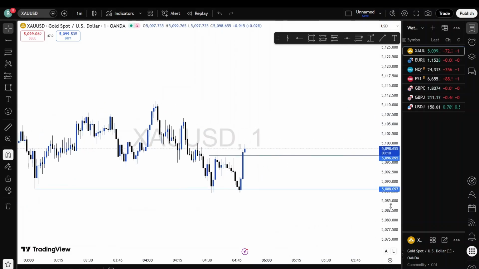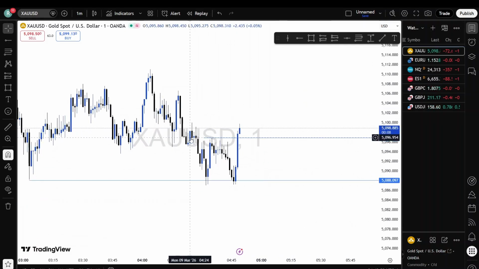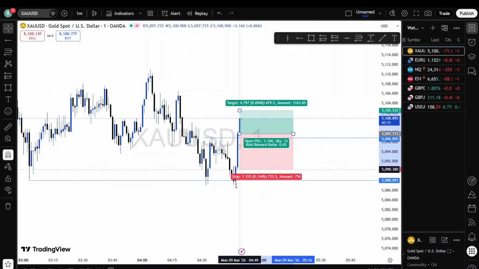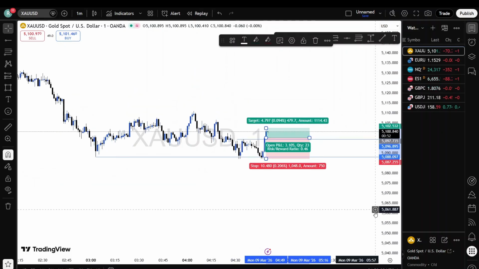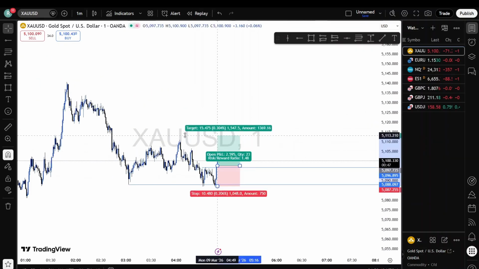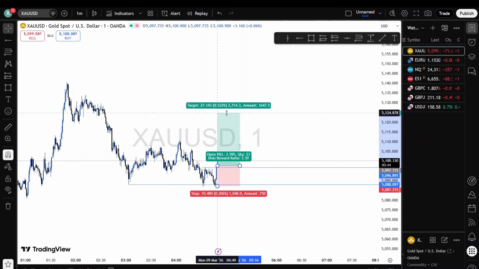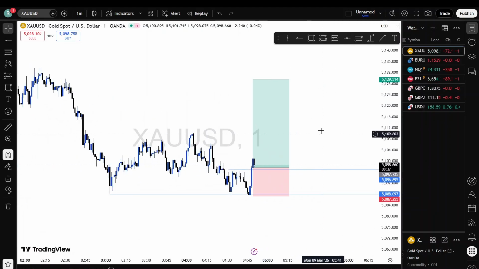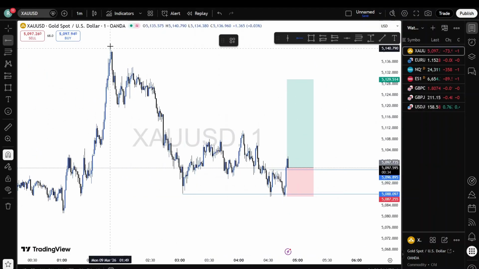Now I think we can plan this gold trade. Yes, if it comes here, we can trade based on this. Gold, we can trade gold. According to the 1 hour, the TP is still pending. That is this one.